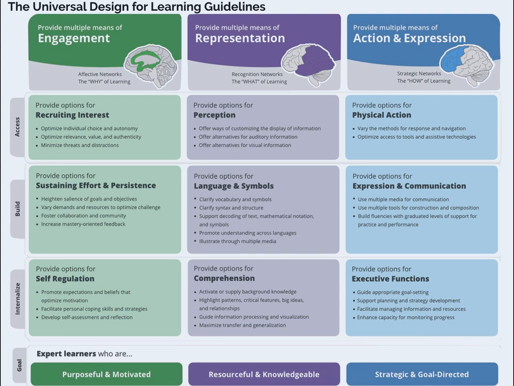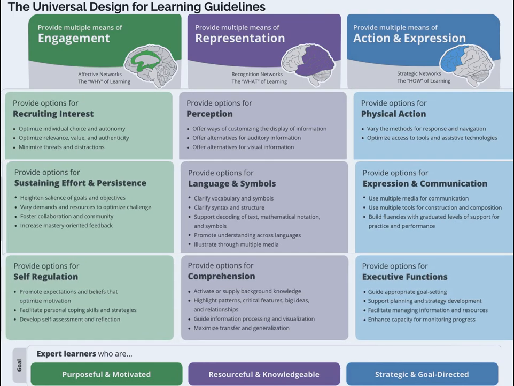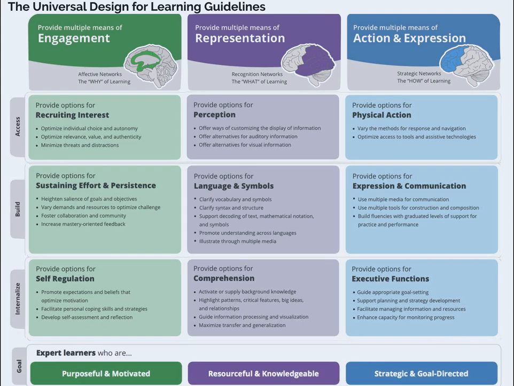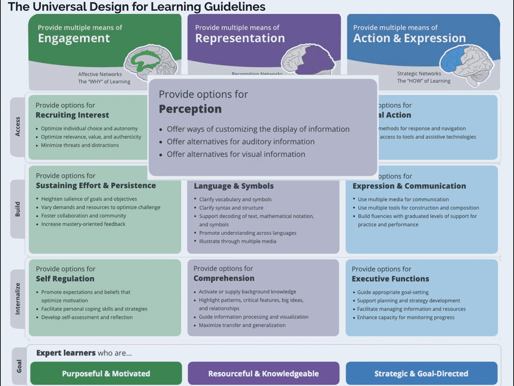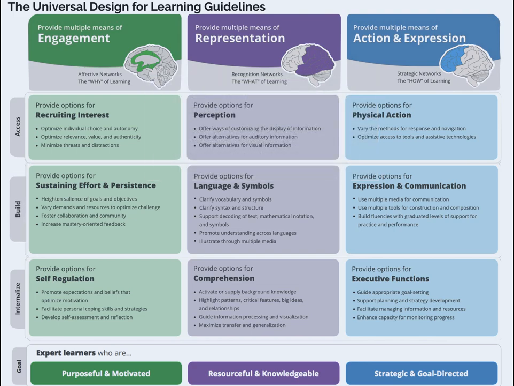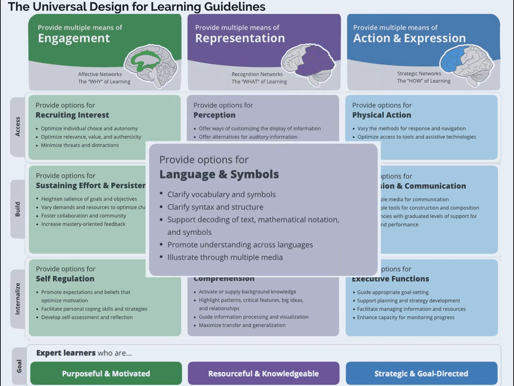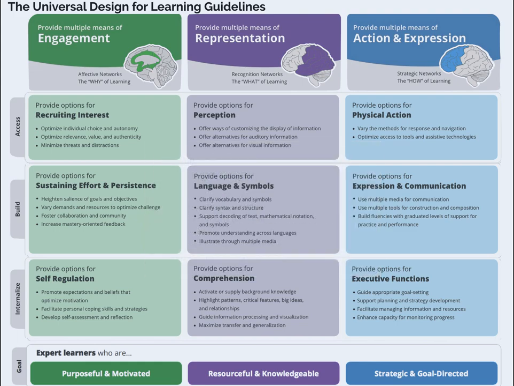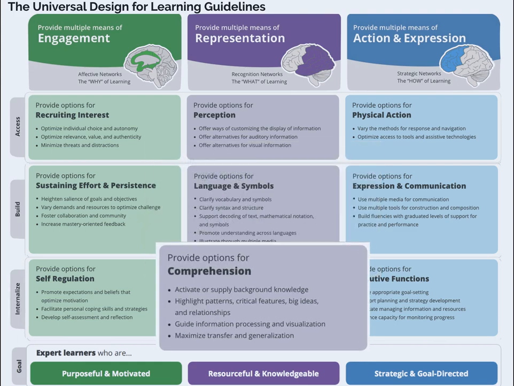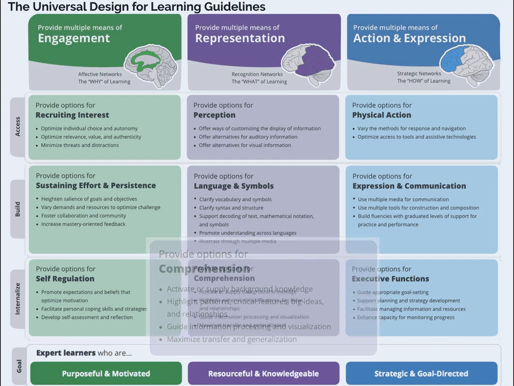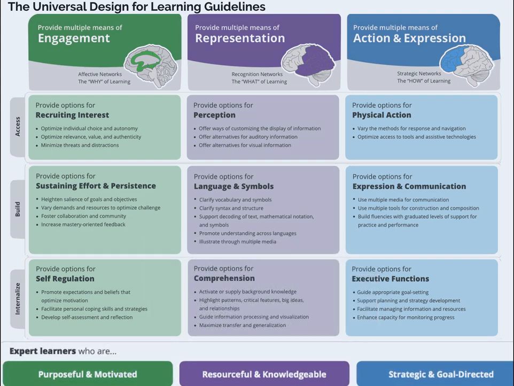The guidelines are also organized horizontally. The rows, from top to bottom, increase in complexity and the degree to which they empower learners. In the access row, the goal is to provide barrier-free learning opportunities. In the build row, teachers and learners work together to enhance learning opportunities. In the internalize row, learners are empowered to take charge of their learning. The culminating row in the table describes the attributes of an expert learner. These principles, guidelines, and checkpoints give educators a blueprint for putting UDL into practice.